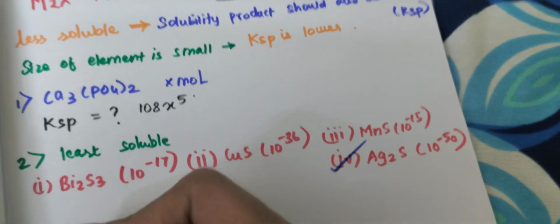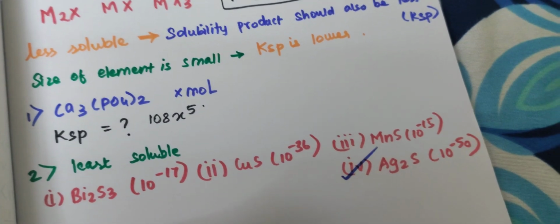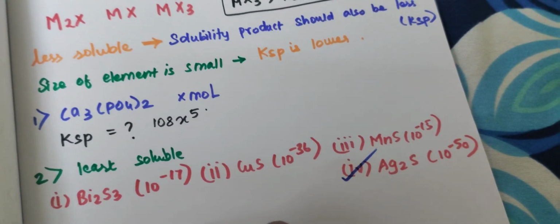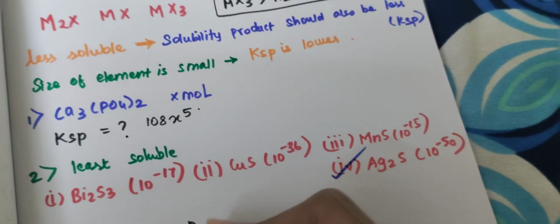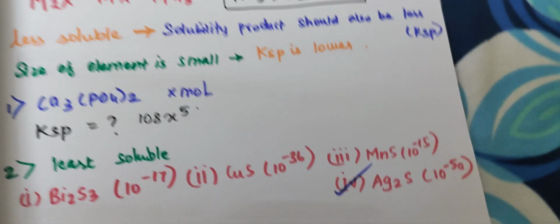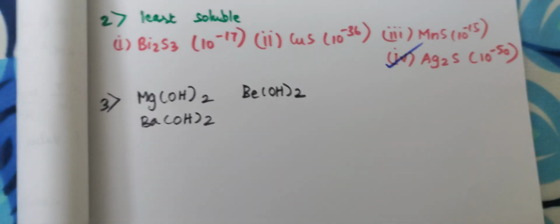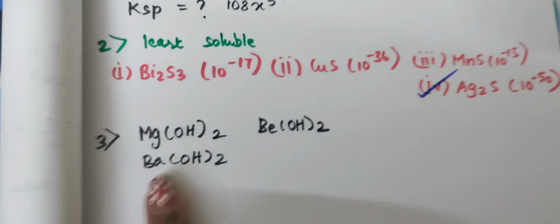Okay, these concepts whatever we have seen, depending on that only I am giving the questions. They have given again some options: Mg(OH)2, Ba(OH)2 and Be(OH)2. So out of these options, which do you think will have the lowest KSP value? Out of these three, which do you think will have the lowest KSP value?